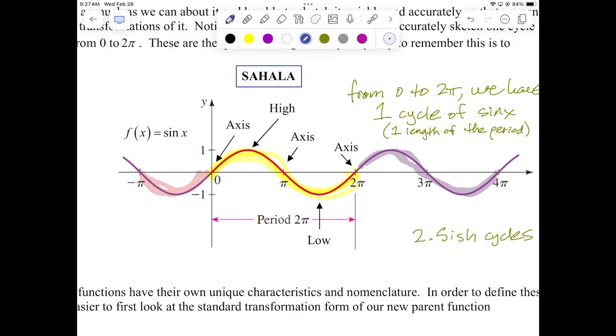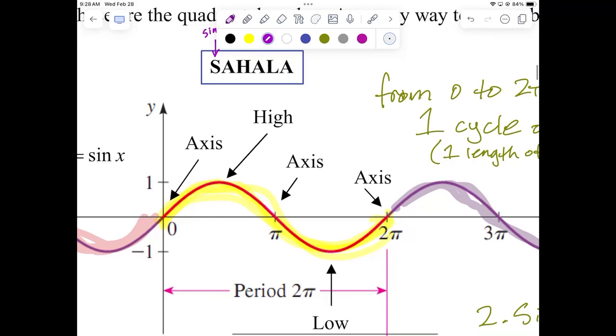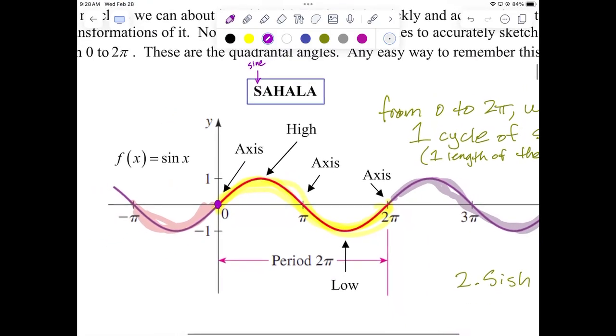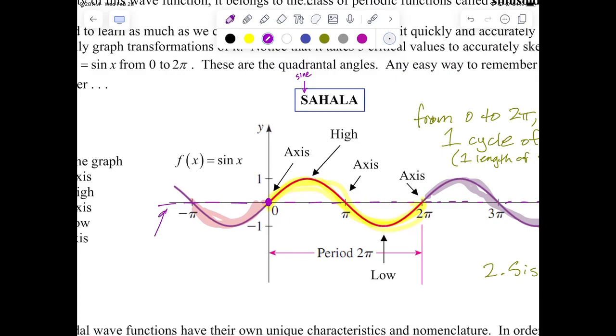Sahala. I sometimes forget when I'm talking about the sine function to call it the sine function. Sometimes I just call it the Sahala function. So here's how the Sahala function works. The S in Sahala stands for sine. So it helps you remember that we're talking about the sine function. If we start at x equals 0, we're starting on the x-axis, okay? The x-axis runs right through the middle of this wave function, and it bisects it vertically. You see that? We actually call this the sinusoidal function.